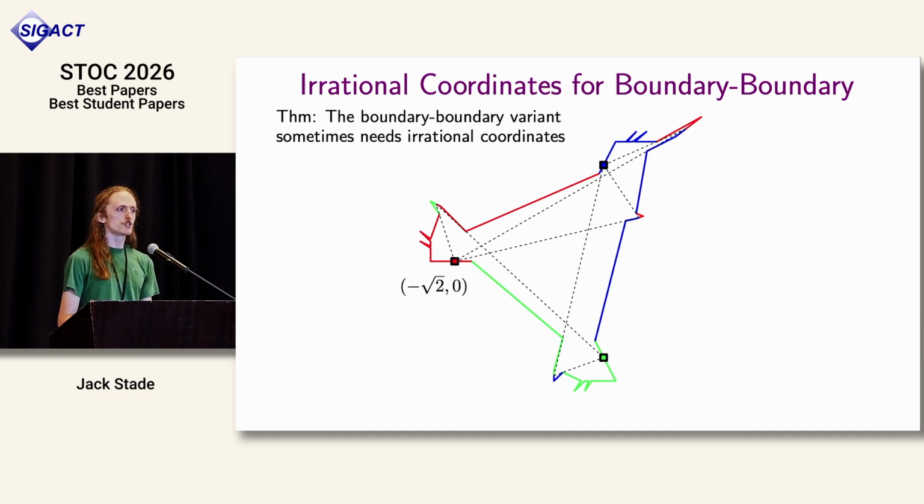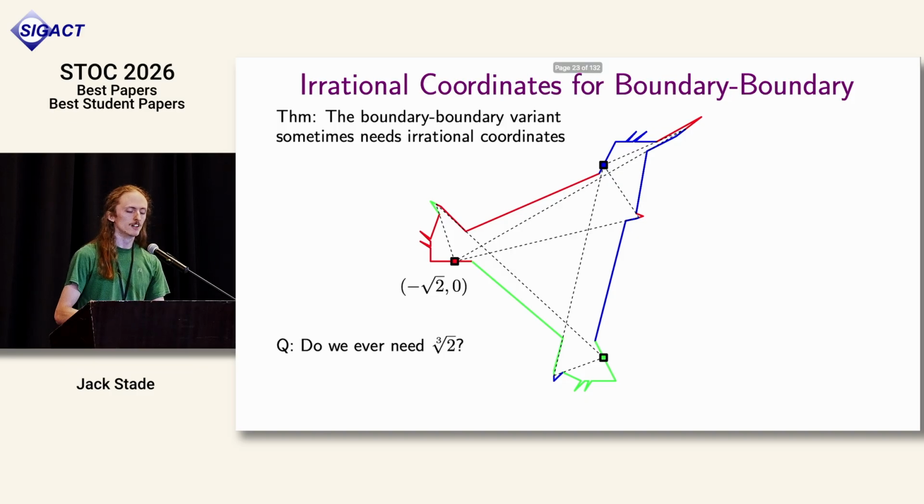Then the next question: I said for exists-R complete problems, I could also get the cube root of 2. So could that happen here? Could we have an example of the boundary version of the problem where we need to place a guard at the cube root of 2 for an optimal solution? And the answer turns out to be no.